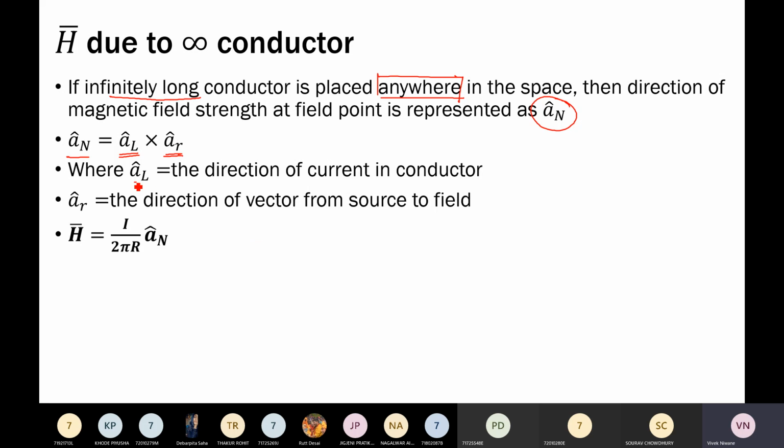Okay, here it is written that aL is the direction of the current in the conductor and aR cap is the direction of a vector from source to the field point. So H bar is equal to I upon 2 pi r aN cap. Okay, so in general you can use this formula.